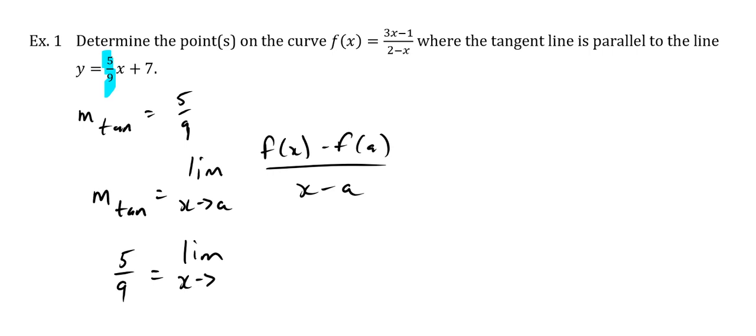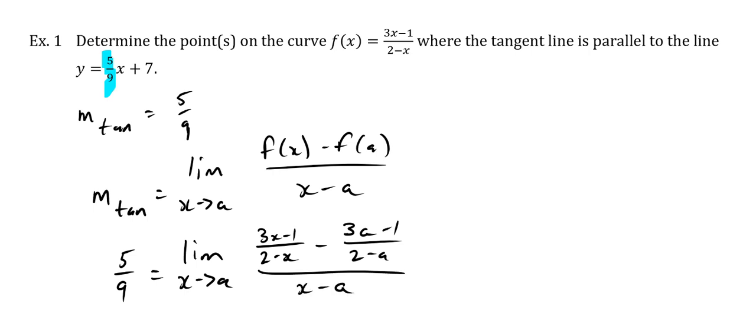It might seem weird to have a limit statement in the middle of an equation, but it's fine to do that. You can't not have the limit statement because we only drop the limit statement when we sub in and actually make it equal. Up until then, we're just thinking about approaching that point, because if we're at that point, we still get 0 over 0, right? So this is 3x minus 1 over 2 minus x, minus 3a minus 1 over 2 minus a, all over x minus a.